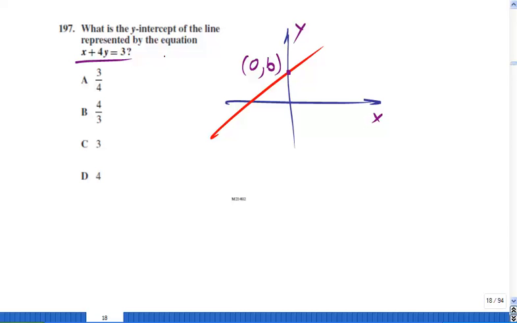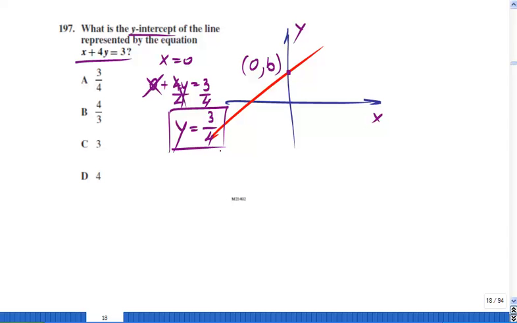Going back to my equation, I'm saying x equals 0. My equation will be what? 0 plus 4y equals 3. You have to solve for y, right? Because you have to find what that value is. Divide by 4. That 0 is gone, right? y equals 3/4. And that's your y-intercept, 3/4. A is the answer. You're moving on.